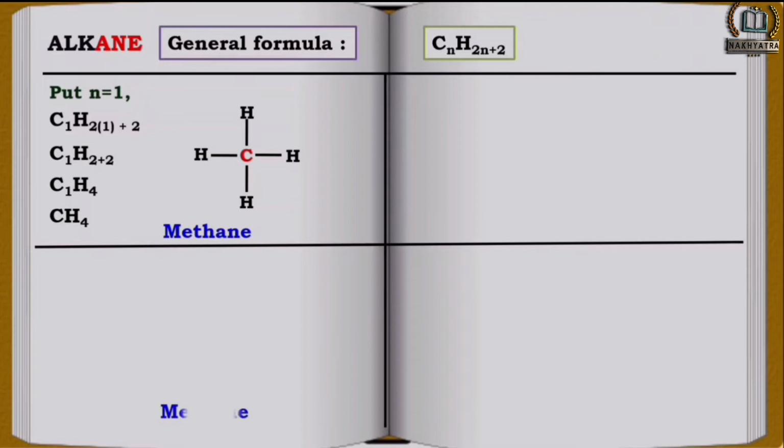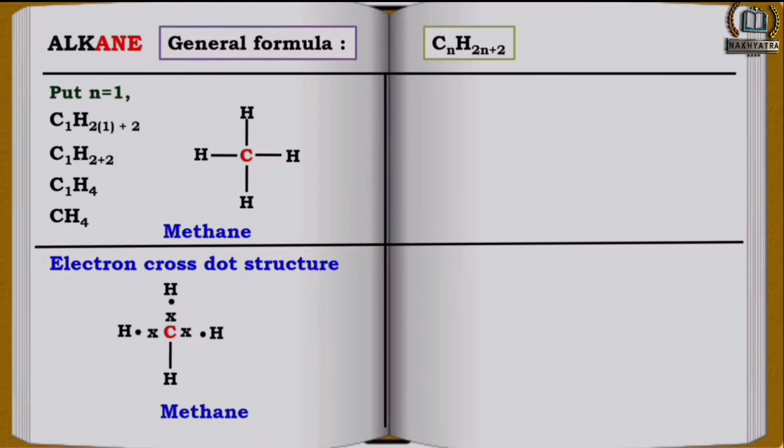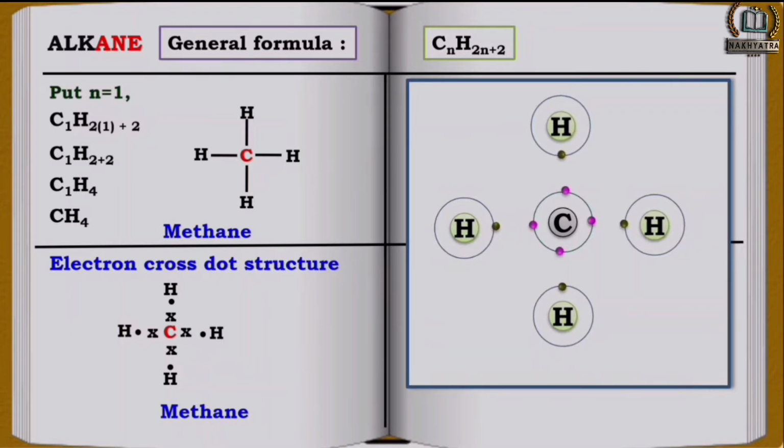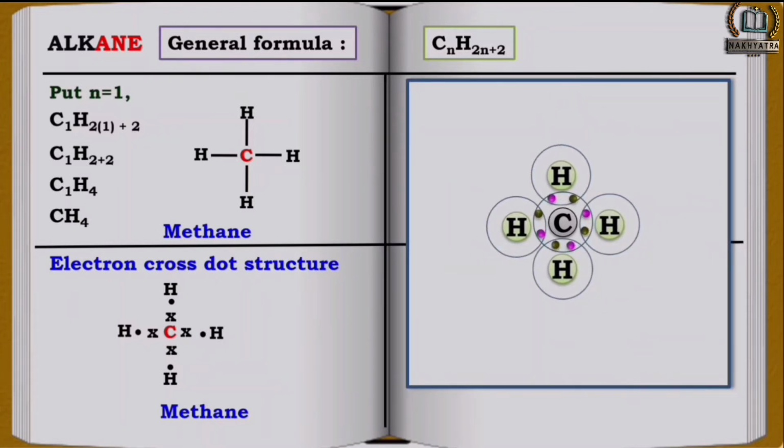Alright students, next we will see the electron cross-dot structure for methane. See here, the dot represents the electron of hydrogen and the cross represents the electrons of carbon. Now see on the right side of the slide, you can see that the carbon shares a total of 4 electrons, one with each hydrogen, and all the 4 hydrogens share their 1 electron each with carbon. Okay.